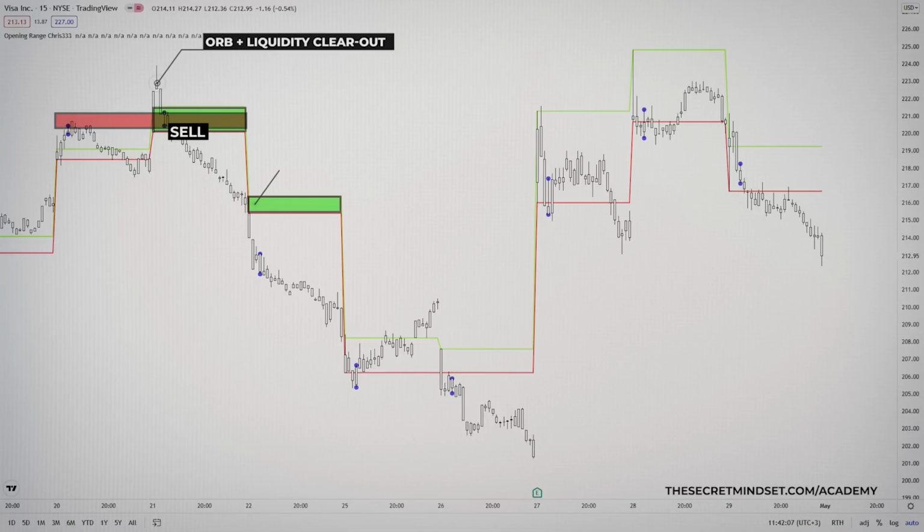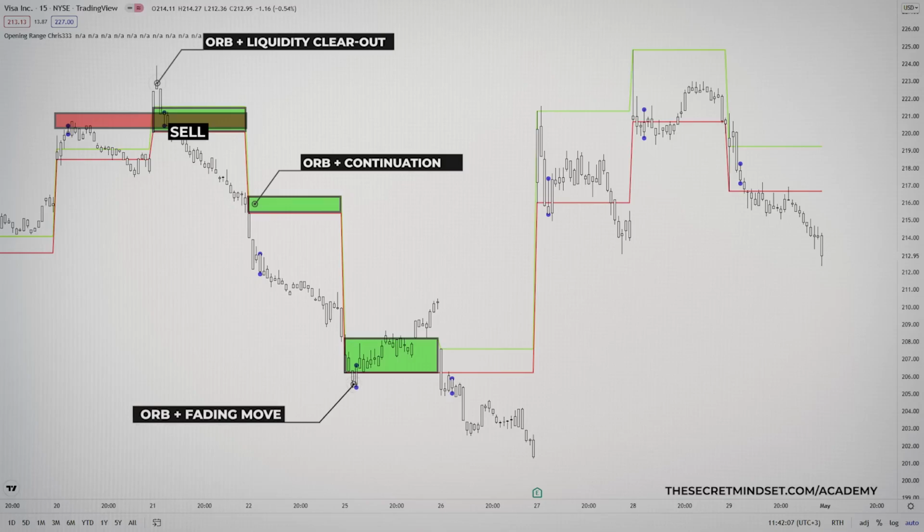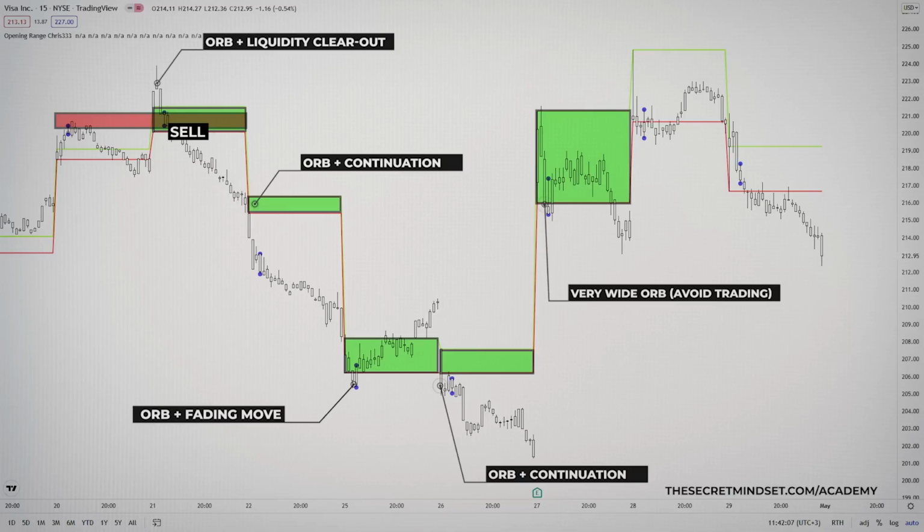The second day, we didn't have any trades, as price broke the opening range and continued downward. The third day, we have a downward breakout and a slow and steady uptrend for the rest of the day. No liquidity clear out, but the fading aspect worked. Fourth day, no signal. We had a breakout and a continuation move. The fifth day, we had the earnings release, a big gap up and a white 15-minute candle. My advice is to simply don't trade during these days, as the market can be quite unpredictable.